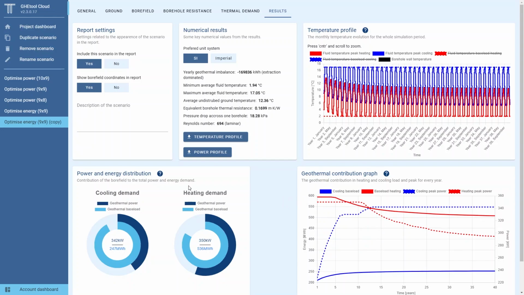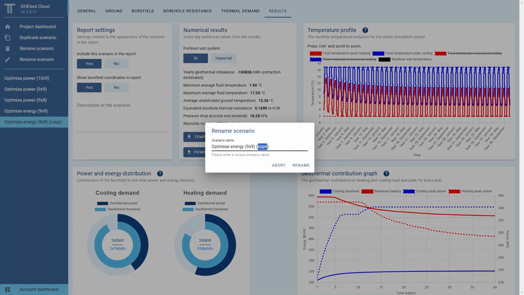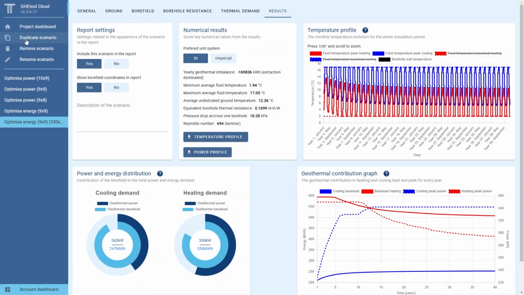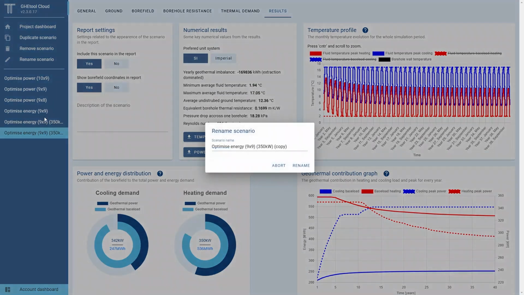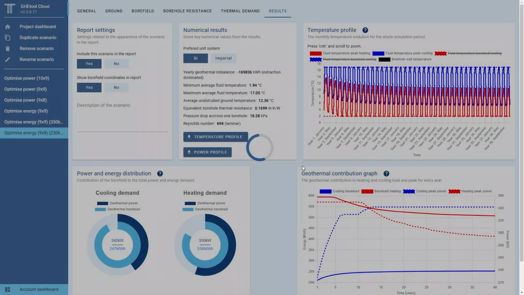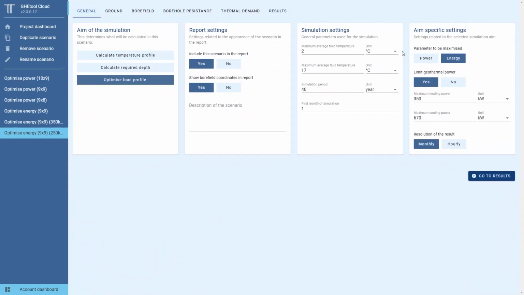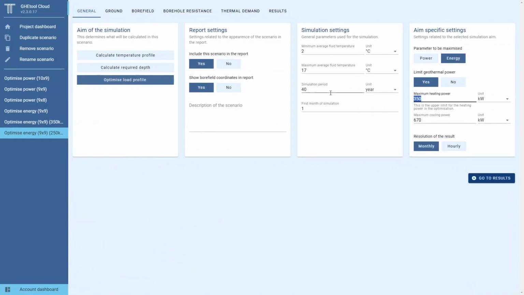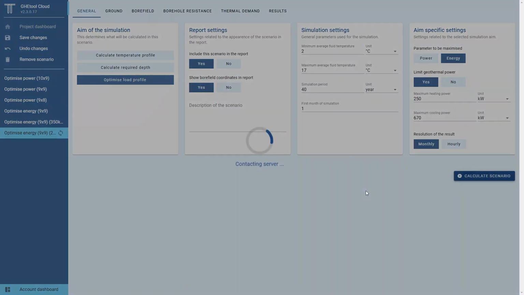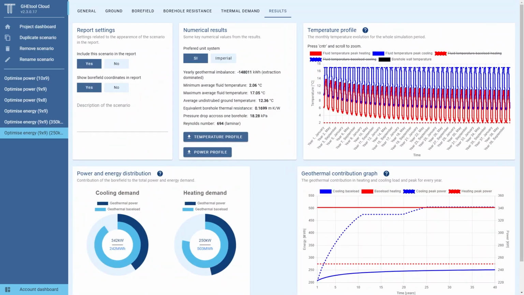So what we can even do now, if we call the scenario not copy but 350 kilowatts, is we can try to go even lower and to say, well, instead of 350 kilowatts, let's see what it gives us when we go to 250 kilowatts, for example. So therefore we go back to our general tab, and we now said, well, limit the heating power to 250 kilowatts.